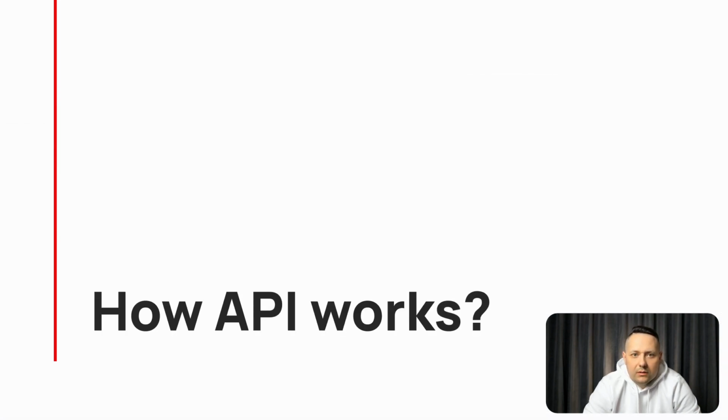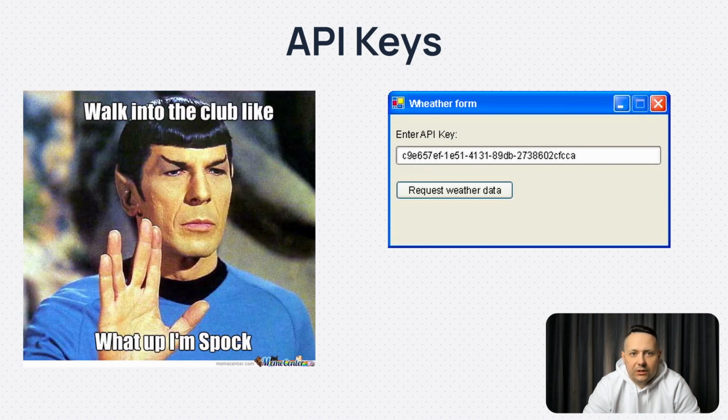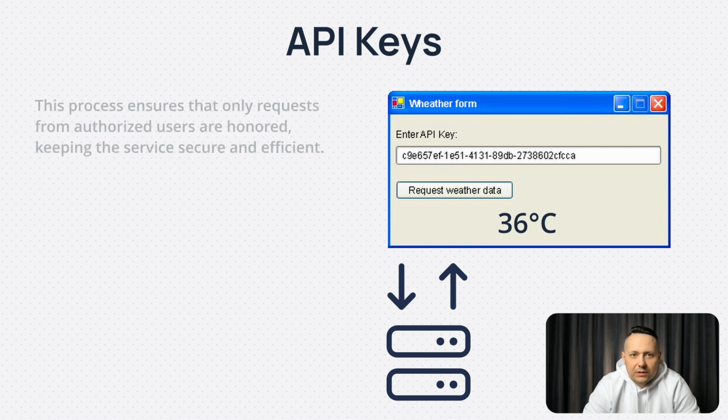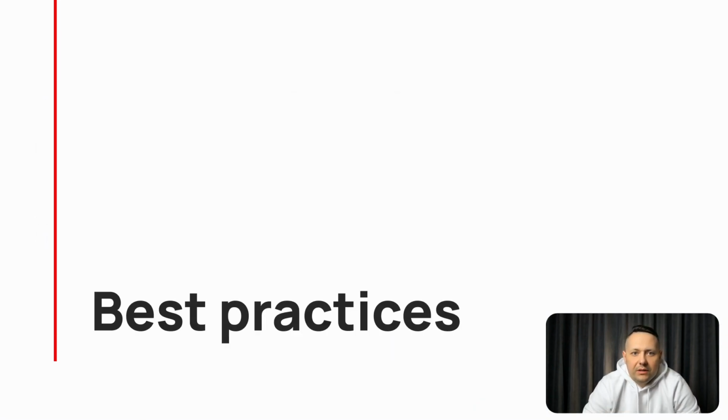How does an API key work? When you make a request to an API, like asking for weather data, you include your API key in the request. Think of this as showing your pass when entering a nightclub. The server checks your key, and if it's valid, it processes your request and sends back the data you asked for. This process ensures that only requests from authorized users are honored, keeping the service secure and efficient. So, through this simple yet effective method, API keys play a crucial role in facilitating secure and controlled data exchange between software applications.